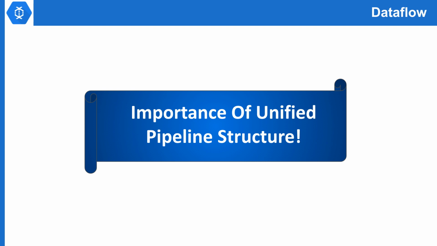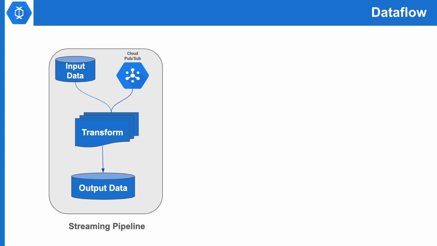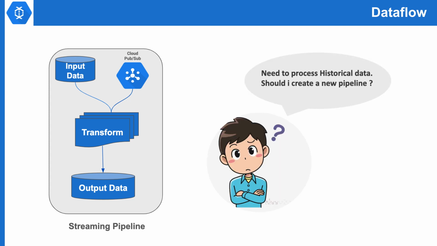Unified pipeline structure means we can run a pipeline in both streaming and batch mode with the same code base. Let's take a use case. You have written a complex data processing pipeline to perform real-time sales data processing. Once you have completed the pipeline development, your manager informs you that we also need to process the last 10 years of historical data. Now the question comes: will you write another pipeline for batch processing? That is definitely going to take some time because of its complexity.